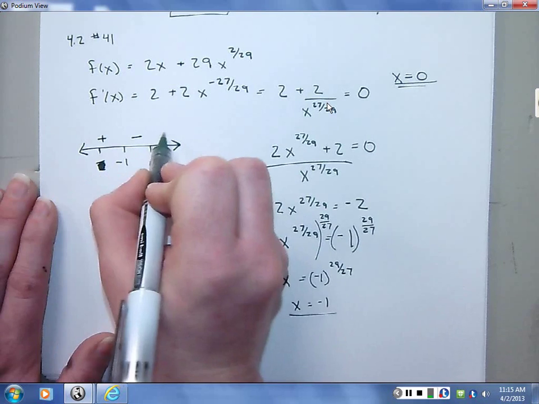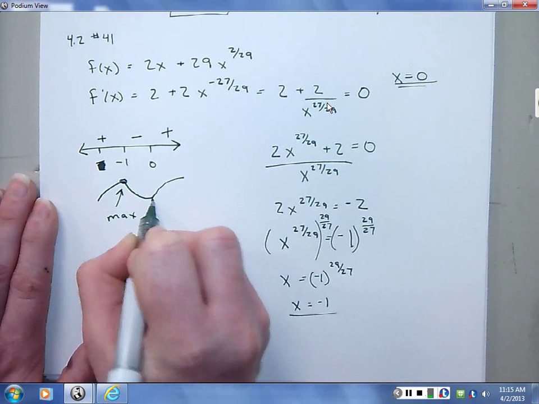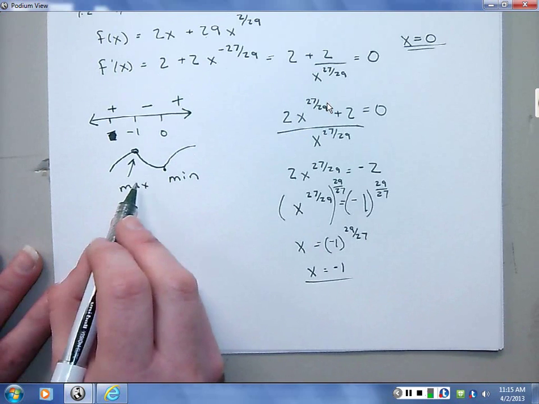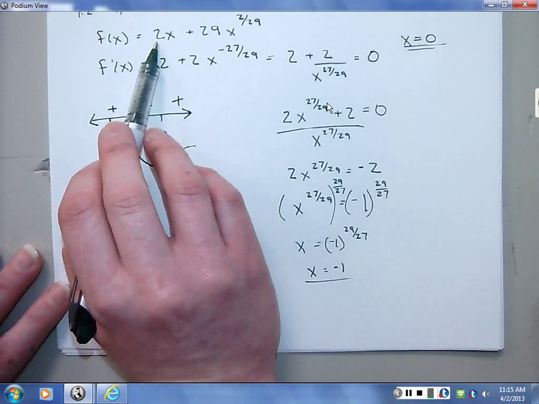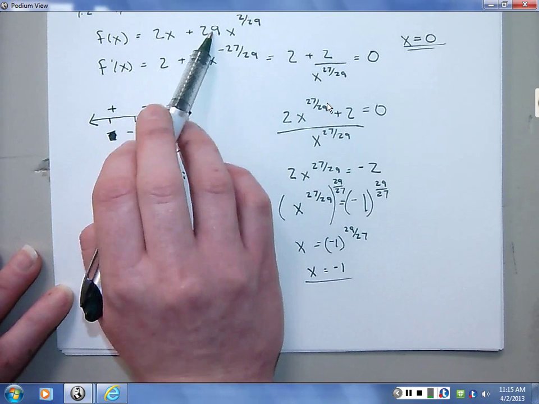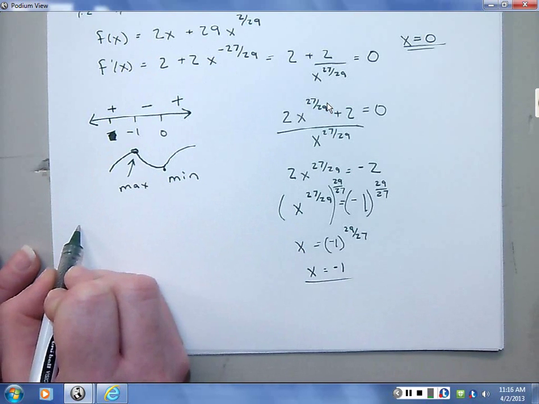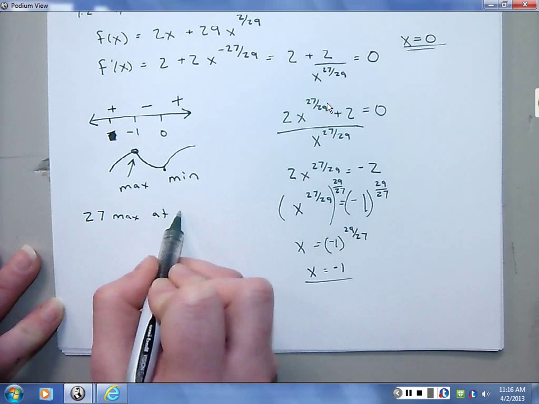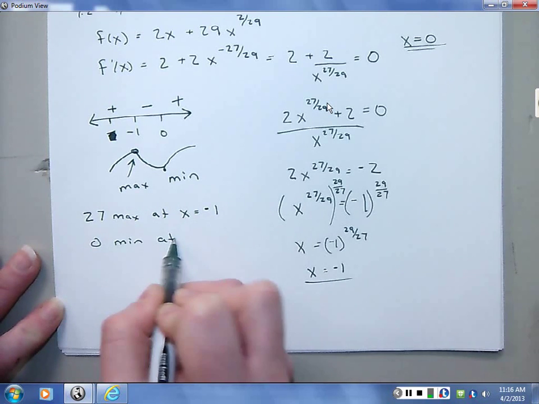And then the same thing here, plus. So I have a positive slope, a negative slope, and a positive slope. So this is a maximum, and this is a minimum, right? So the maximum, when I plug in minus 1, this would be negative, and this would be, oh, sorry, this would be positive, because I'm plugging into the function. This would be negative. So 29, so that would be 27 is the max at x equals minus 1, and 0 is the min at x equals 0.